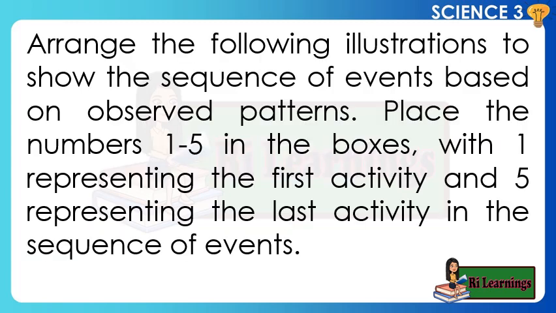Arrange the following illustrations to show the sequence of events based on observed patterns. Place the numbers 1 to 5 in the boxes, with 1 representing the first activity and 5 representing the last activity in the sequence of events.